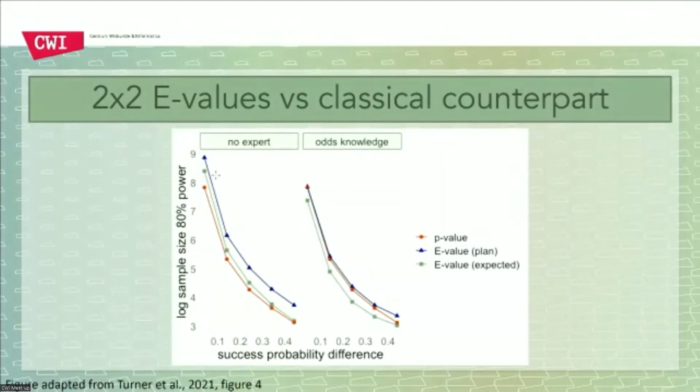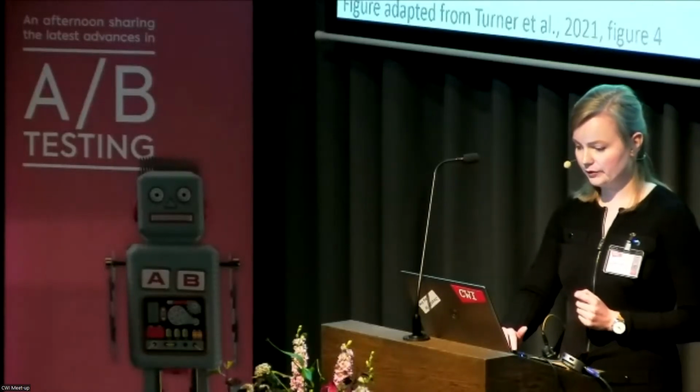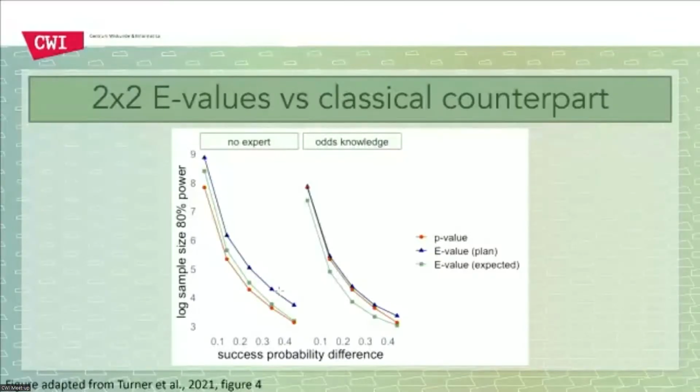On the left side, by the way, you see the E variable used without any input from experts. And on the right, you see the E variable where we used knowledge about the odds ratio in designing the E variable. So there we restricted the search space in the unit square. What you see, the red line represents the number of samples you'd have to plan for with the p-value analysis with Fisher's exact test. And then in blue, you see what you would have to plan for with the e-value. So this is a bit higher.